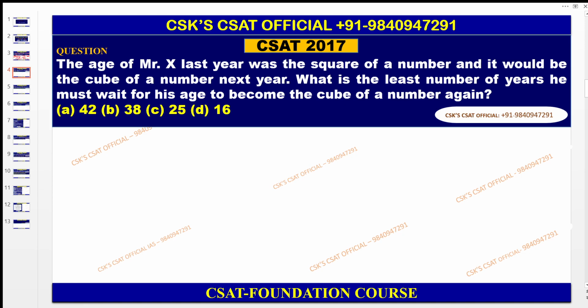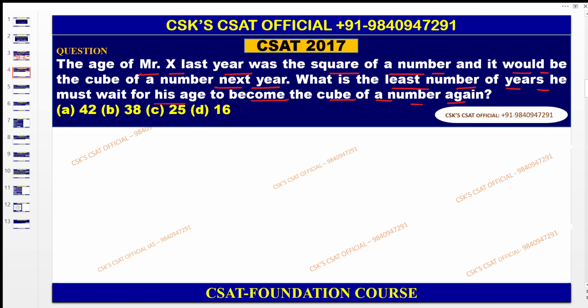This kind of questions you can expect, some applications of numbers and number theory, applied together with some other chapters. This kind of questions you may expect. Here they have provided: the age of Mr. X last year was the square of a number, and it would be the cube of a number next year. What is the least number of years he must wait for his age to become the cube of a number again? Now try to understand one thing here.